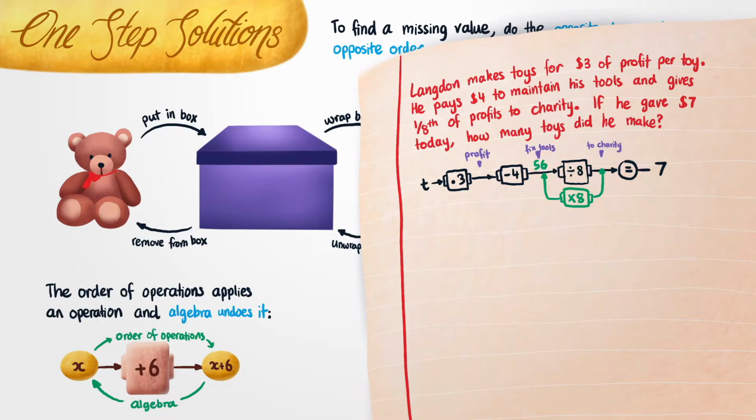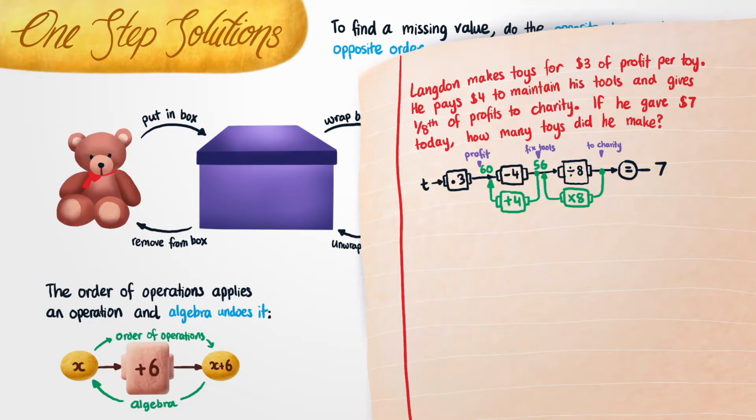But then if you want to go back even further, you have to understand that to go from the profit to the amount he has after fixing tools, we just subtracted 4. So that means to go backwards, we just have to add 4 to go from there to here. So we know that 56 plus 4 is the same thing as 60, so we can write that down too. And we know this is true as well, because 60 minus 4 is the same thing as 56. So we know that before actually giving any money away, he had exactly $60 in profit that day.